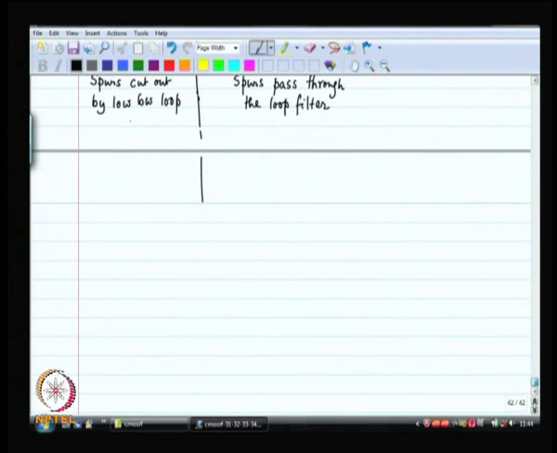Now, one more thought. Where did the spurs come from in the integer n case? In the integer n case, the spurs came from gate delay and mismatch in the charge pump, in the two current sources in the charge pump.